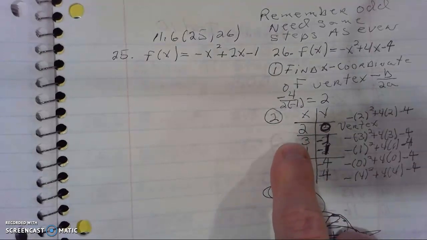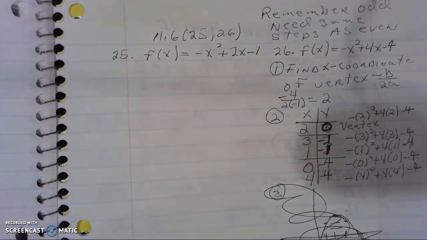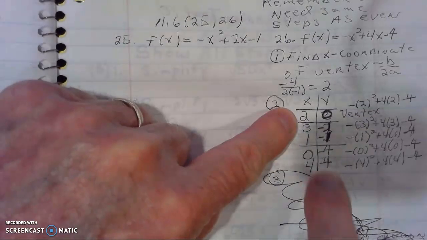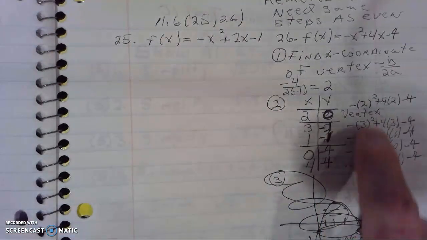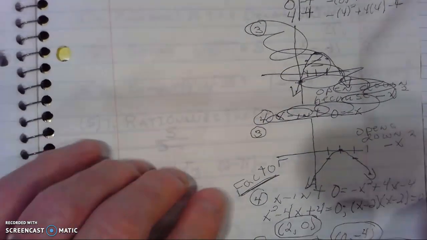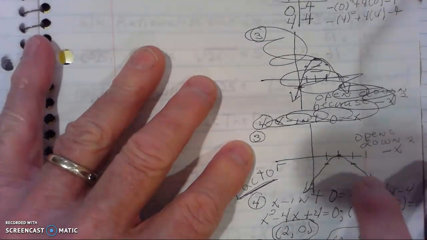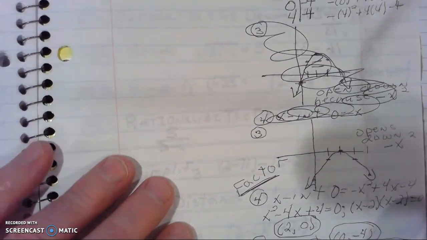Then you put 1 to the right and 1 to the left of the 2 in to get on both sides. 3 gives you negative 1, and 1 gives you negative 1. Then I went 2 to the right, 4, and 2 to the left of the 2. 2 to the left of the 2 is 0, 2 to the right of the 2 is 4. Put them in, I get negative 4 when I put them back in the original equation. Then I graph this graph as seen down here on number 3. I have 2, 0, and then 1, negative 1, and 3, negative 1, and my points there.